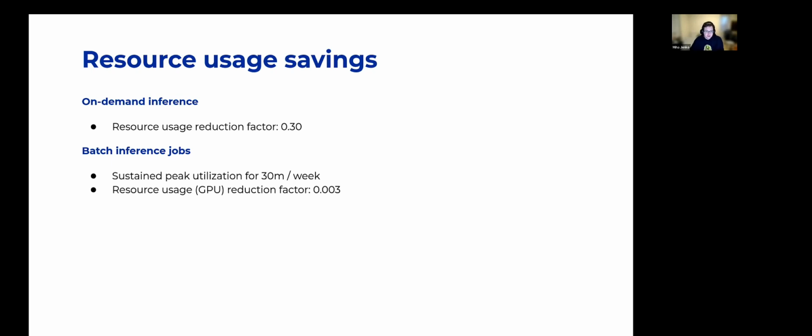Okay, and then the second one was these batch inference jobs. If we kept these GPUs up and running all the time, it just wouldn't be financially feasible for us. So we only use them for 30 minutes per model per week. And with this, we achieved a reduction factor of 1,000th of what we'd actually spent. And this was quite a big saving. This was the big result that kind of justified going the Ray Serve way.